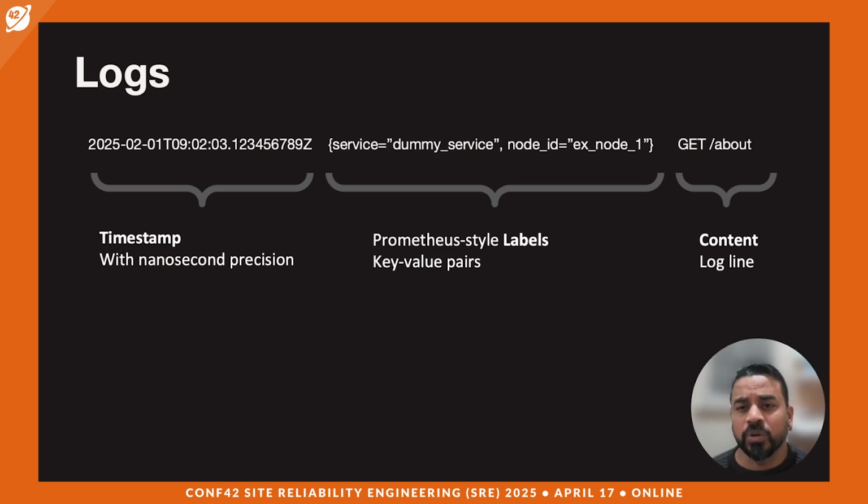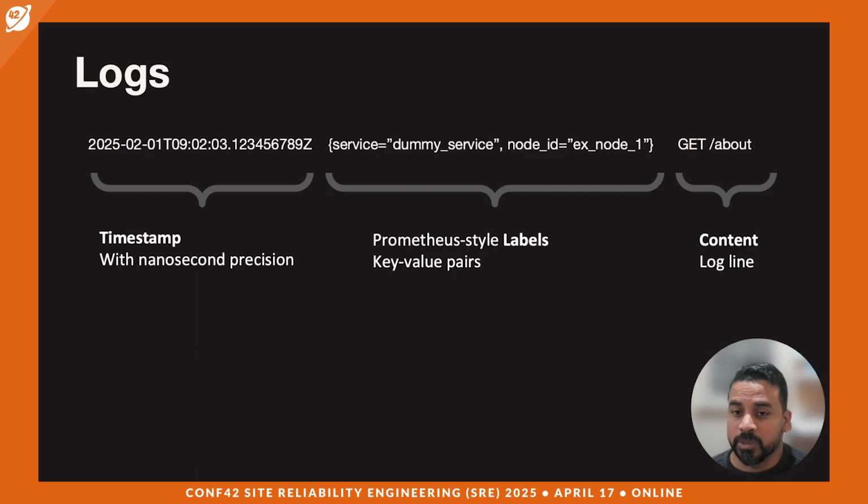Now let's break down how logs are structured in Loki. Every log entry in Loki consists of three main components: timestamp, label, and content. A timestamp provides precise time information for when the log was generated, down to the nanoseconds. Labels are key value pairs that serve as the metadata index, helping Loki locate logs efficiently. Content is the actual log message itself, which is not indexed, but stored efficiently for retrieval.